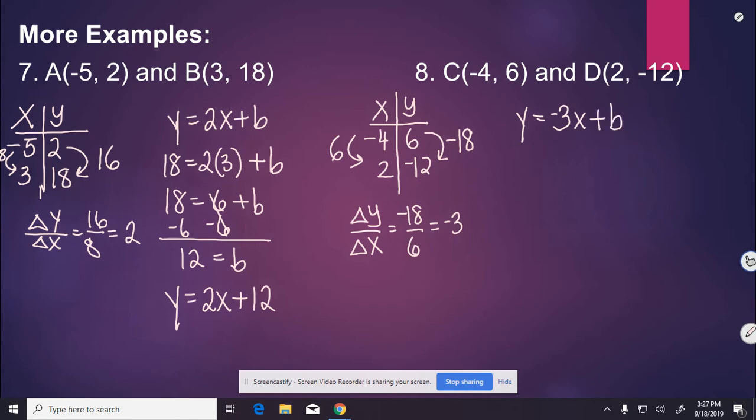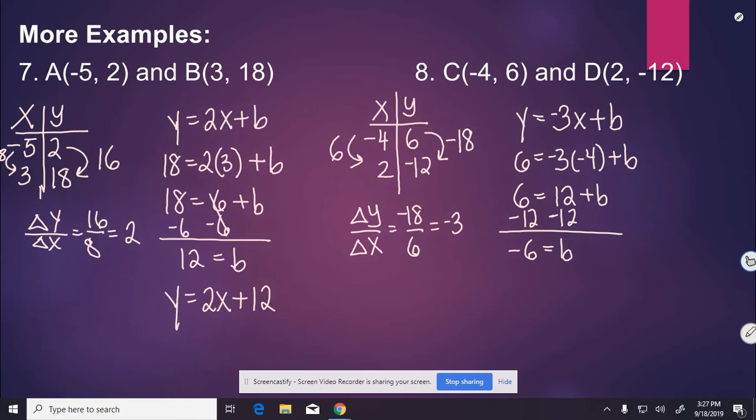Now, in either case, I'm not going to be able to avoid a negative, so I'm going to use the top one. 6 goes in for y, and -4 goes in for x. So I get 6 equals 12 plus b. Subtract 12 from both sides, and negative 6 equals b, making my equation y equals negative 3x minus 6.